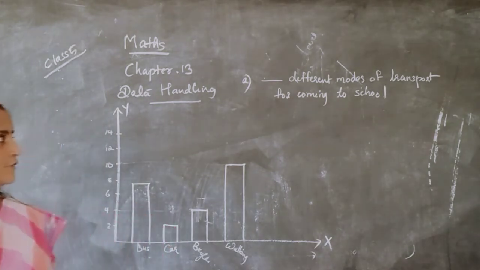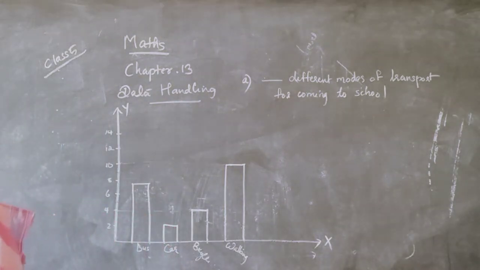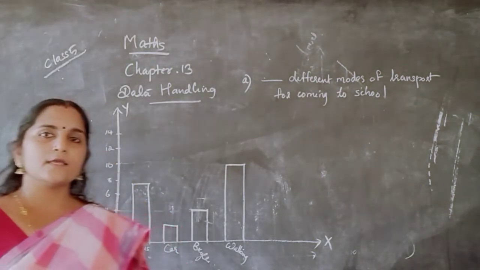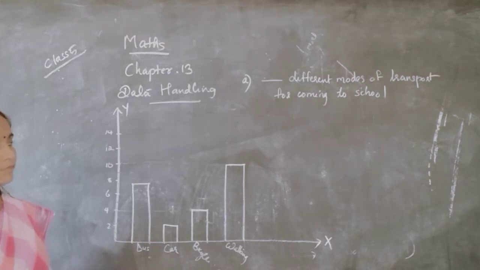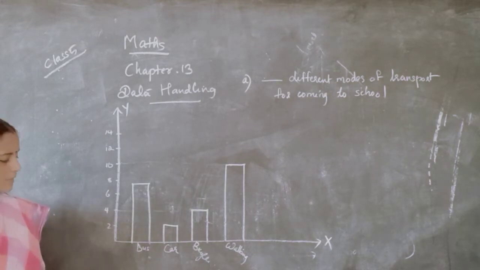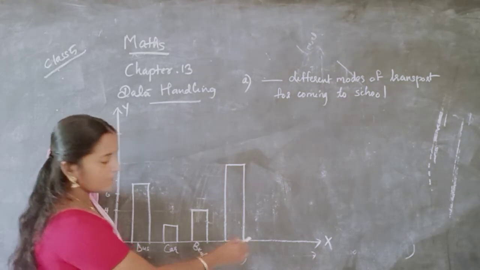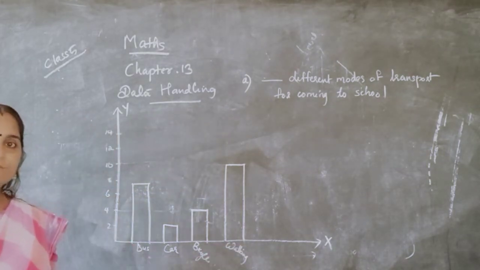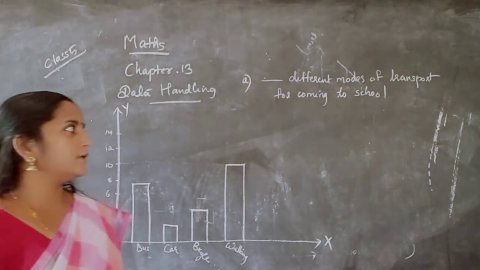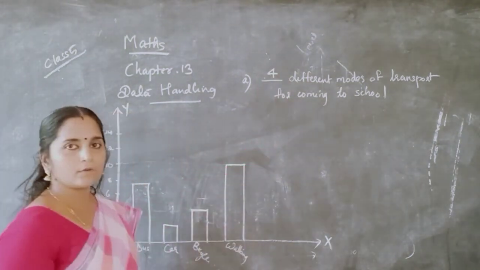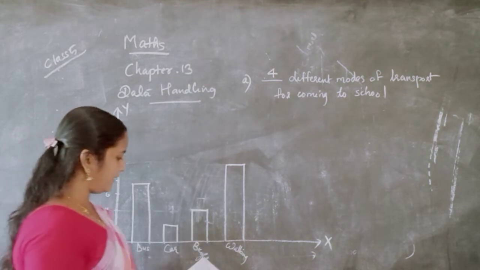The first one is: dash different modes of transport for coming to school. Here, how many types of transport are marked in this figure? Bus, car, bicycle, and walking. There are 4 different modes of transport. So the answer is 4.